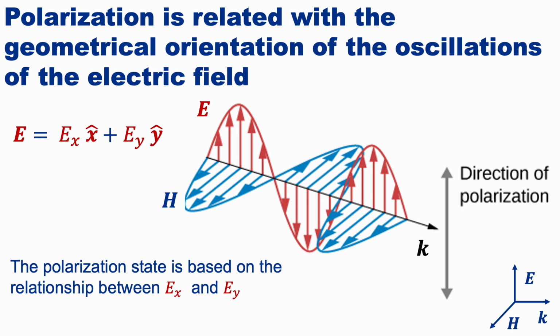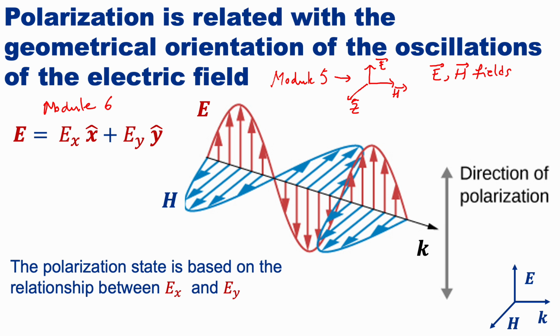So we come from working on module 5, right? Module 5 is the one where we were discussing electromagnetic field theory, and we were saying at the end that we always have an electric field and a magnetic field that are coupled to each other and perpendicular. Now module 6 is going to be focused on the polarization, which is just thinking about our electric field, and the polarization state is defined as the relationship between the X and Y components of the electric field.